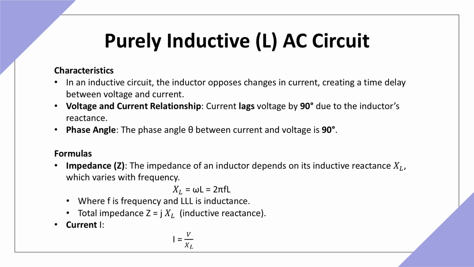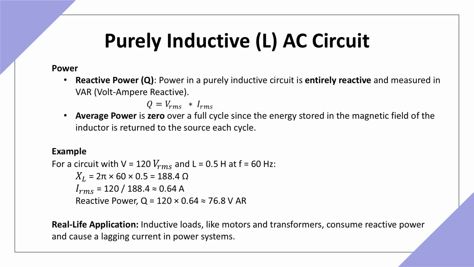In inductive circuits, current lags behind voltage by 90 degrees due to the inductor's opposition to changes in current. The impedance is purely reactive, Z equals jXL, where XL equals 2 pi FL. Reactive power is significant, while average power over a full cycle is 0. Applications include transformers and motors, which rely on magnetic fields.